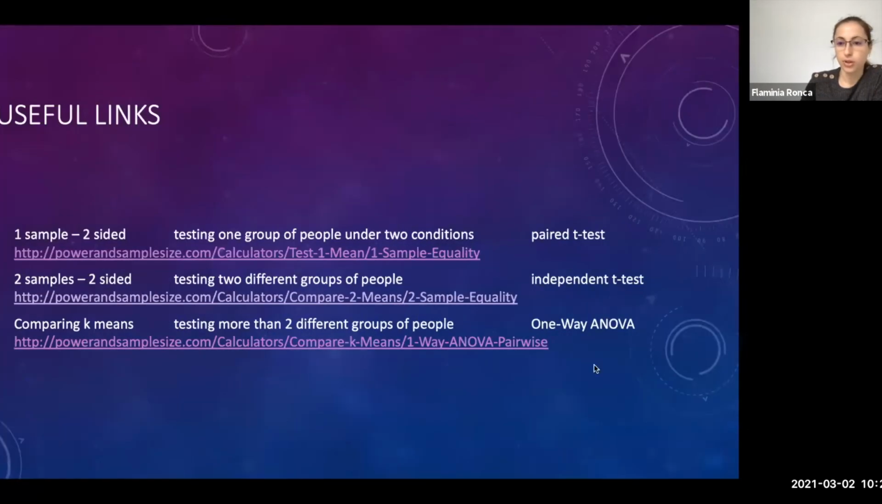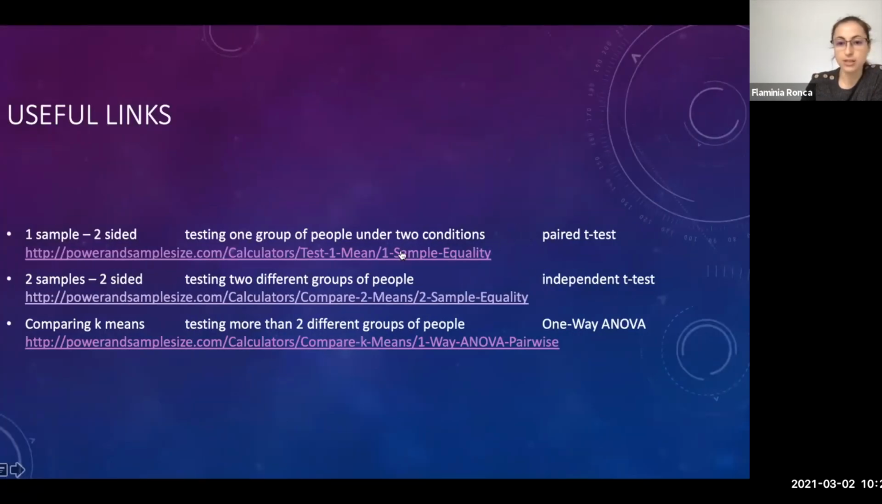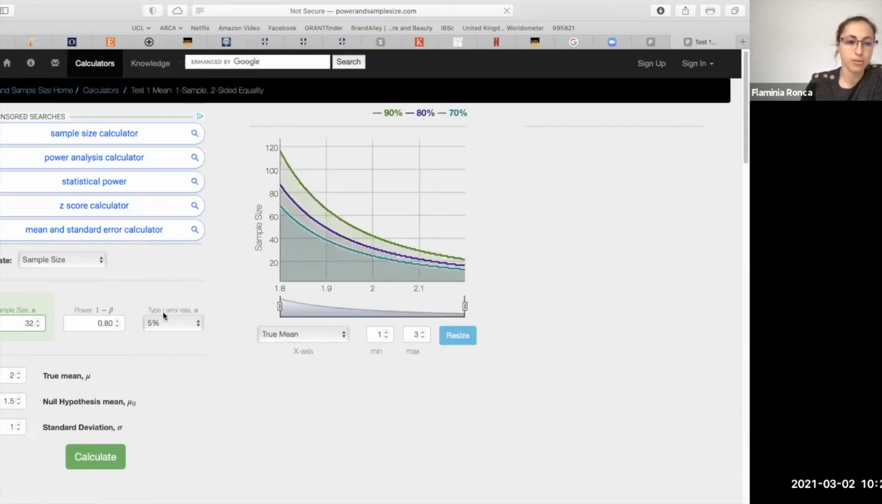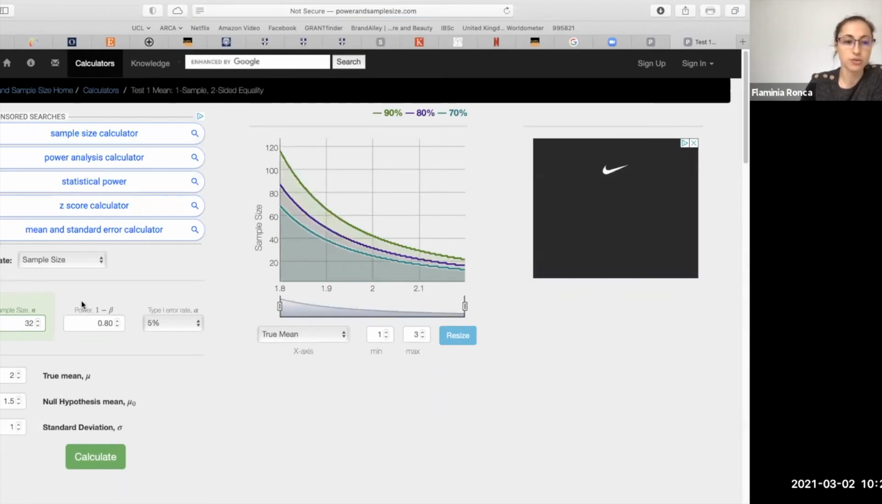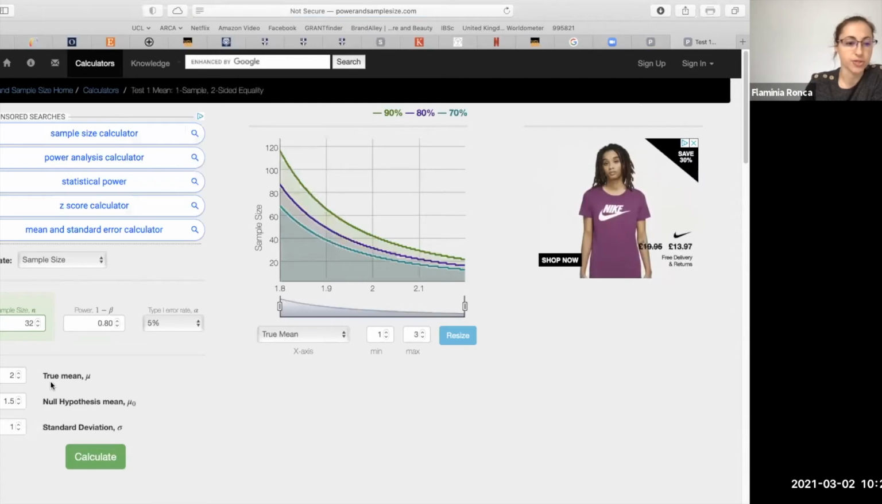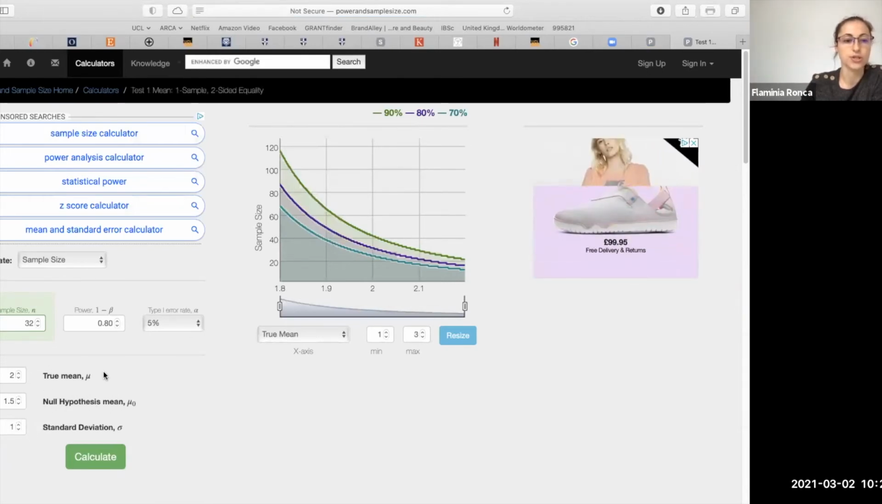Another example, if we did a paired t-test, so we're testing one group of people under 2 separate conditions, the calculation looks like this. So we've got power, expected power is 0.8, alpha is 5. And this is where we have the null hypothesis versus our alternative hypothesis.